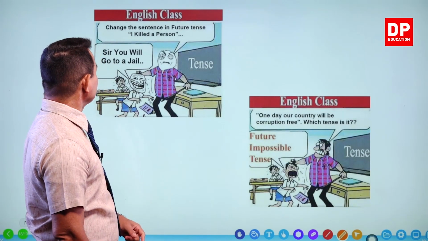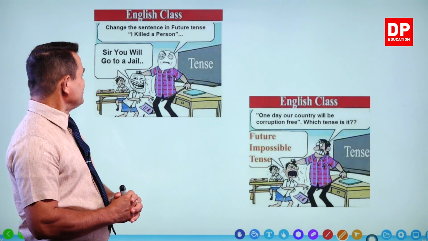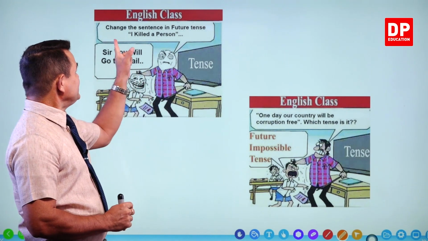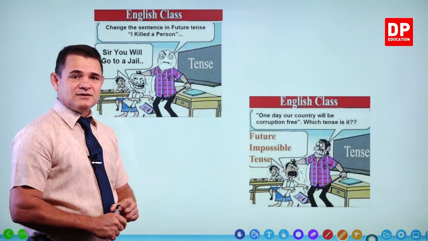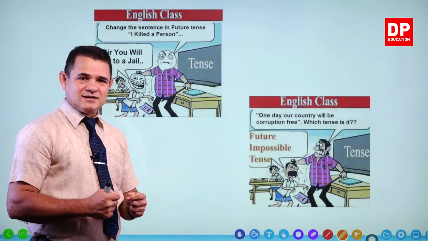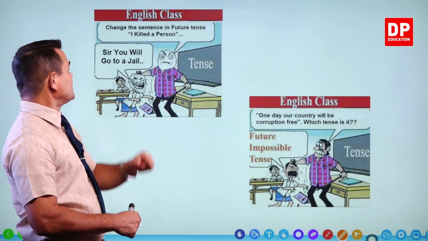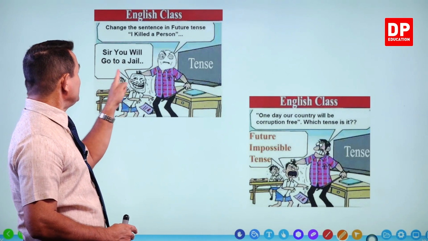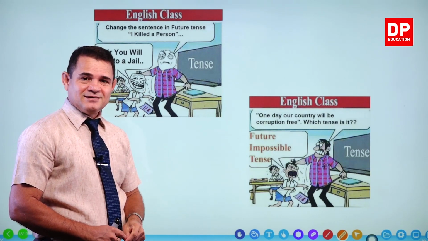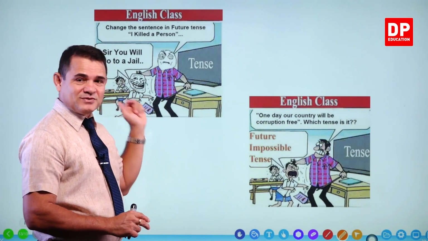Just have a look at this. Change the sentence in future tense. I killed a person. It's a joke, right? Now teacher කියනවා change the sentence in future tense. I killed a person. Teacher is giving the sentence. Teacher වාක්‍යයක් දෙනවා. I killed a person. ආයක මොනවා කරන්න කියලාද? change කරන්න කියලා future tense. So students answer, you will go to jail. You will go to jail. Now it's a joke given.